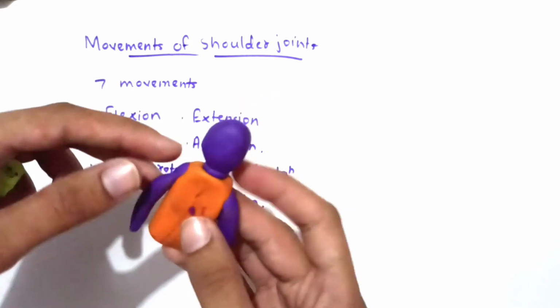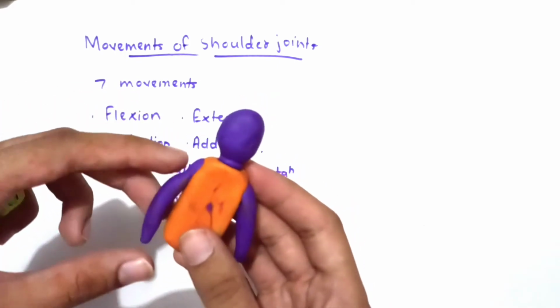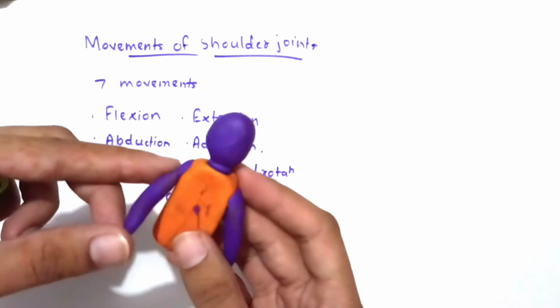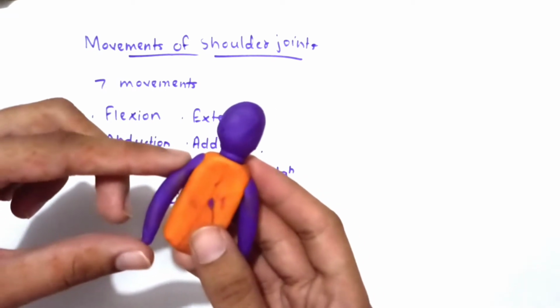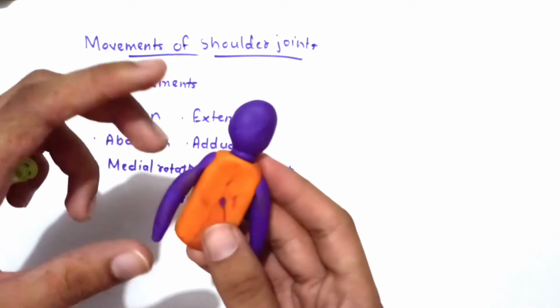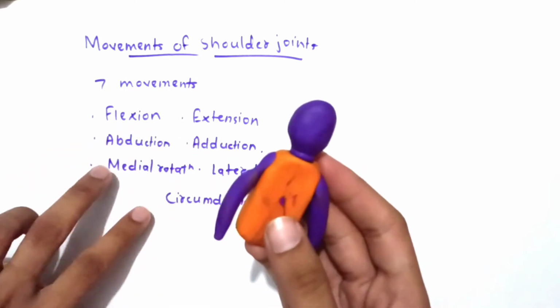When two flexor surfaces come closer, and from this flexed position you bring your arm back to the normal position, it is extension. So we have done flexion, extension.